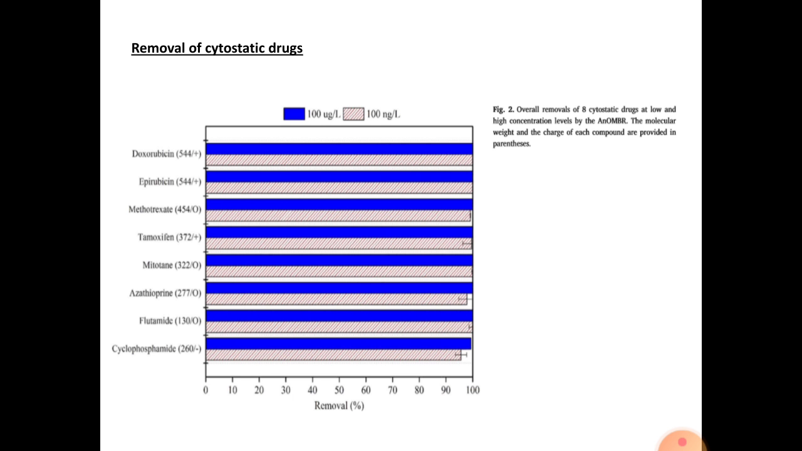So the prolonged exposure, or the retention time of the cytostatic compounds in the anaerobic membrane bioreactor, can further enhance the removal by the biomass through a combination of adsorption and biodegradation. So this anaerobic osmotic membrane bioreactor is efficient in the removal of cytostatic drugs.